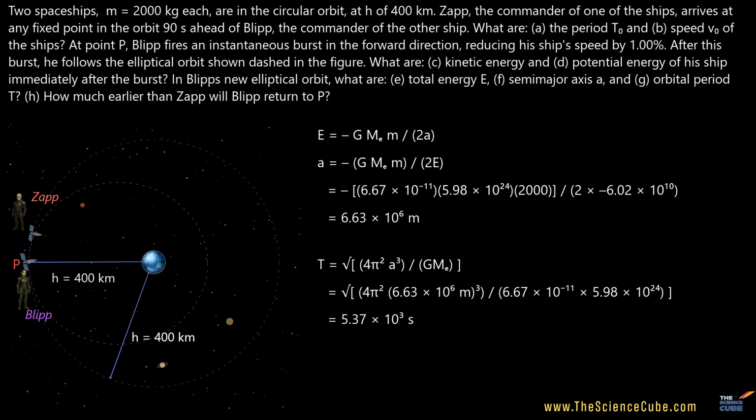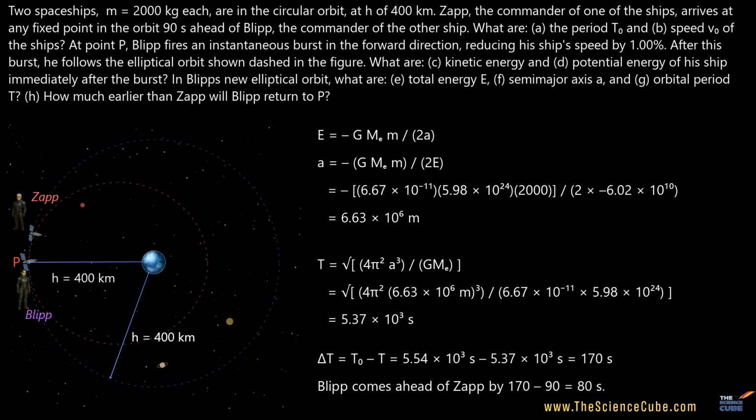The next question is, by what time will Blip reach point P sooner than Zap? So the difference between the time periods of the two is now delta t is equal to T0, which was the original time period, minus t, which equals 5.54 into 10 to the power 3 seconds minus 5.37 into 10 to the power 3 seconds, which equals about 170 seconds. That is, Blip is faster by 170 seconds, but since he is 90 seconds behind, Blip will arrive back at P ahead of Zap by 170 minus 90, or 80 seconds.